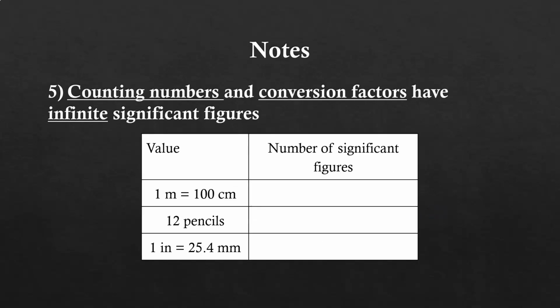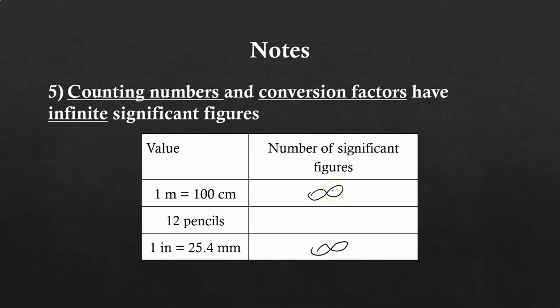Finally, counting numbers and conversion factors have an infinite number of significant figures. Conversion factors are defined to be a specific number, okay? So they can't be wishy-washy. They are defined to be that relationship. In this bottom one, this is a conversion factor. That is an infinite number of sig figs. It is defined to have that meaning.